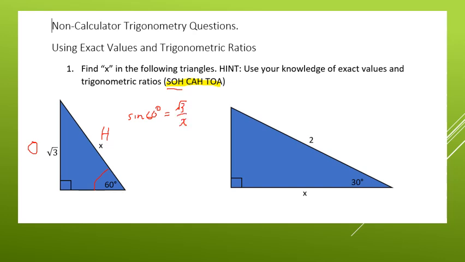Now sine of 60 degrees is one of those exact values we need to know, and it's actually equal to root 3 over 2. So now this becomes root 3 on 2 is equal to root 3 on x. And if that statement's to be true, that they're equal, the only way that can be true is if x is equal to 2. So that's the answer of x for part A.